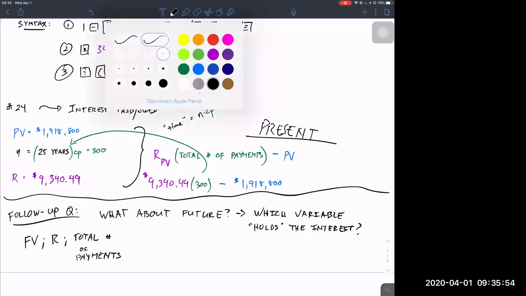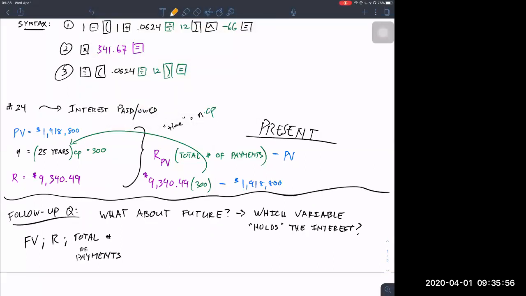I'm already going to tell you right now, for present value, the interest is held right here. Right? So answering this question for present, it's in the recurring payment. What about for future value though? Can't be the same answer. You know it can't be this answer. That's for present. It's either going to be the future value or the total number of payments.